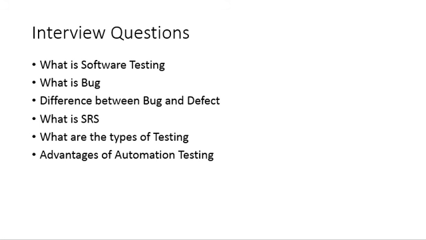So the last slide would be interview questions. First, what is meant by software testing, and also bug. Then third would be the difference between bug and defect. Personally, I feel that bug and defect are the same, but in most of the websites they have written that a bug is actually found by the tester and the defect is agreed by the developer. So once the bug is reported by the tester, the developer has to agree to that bug and they will fix that bug. That is called a defect.